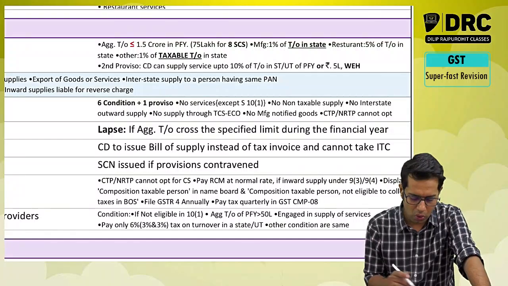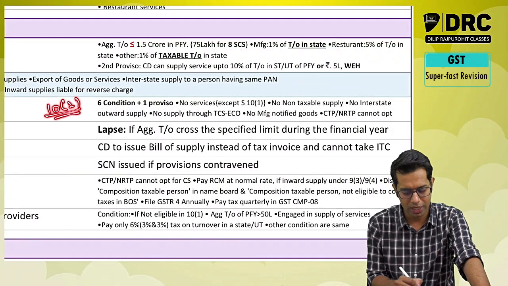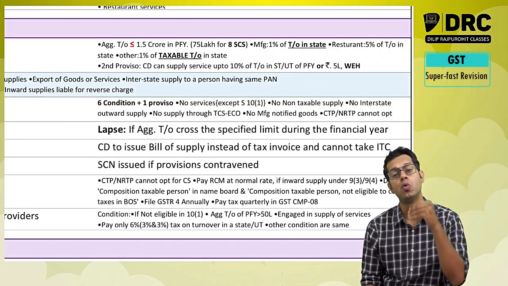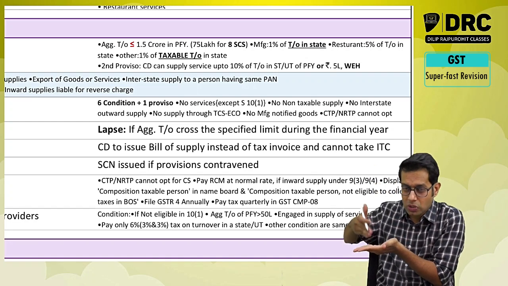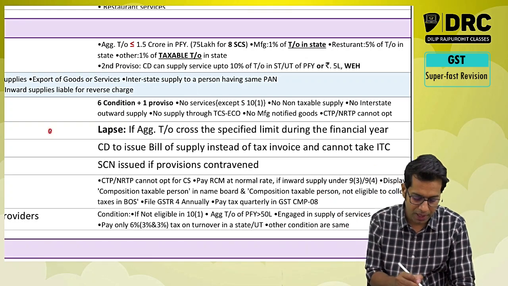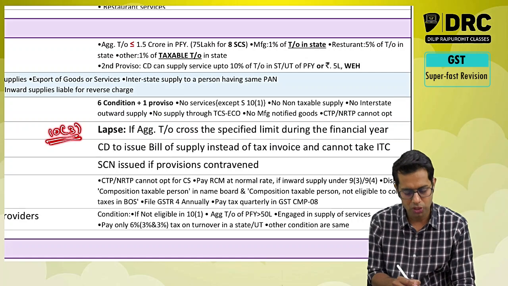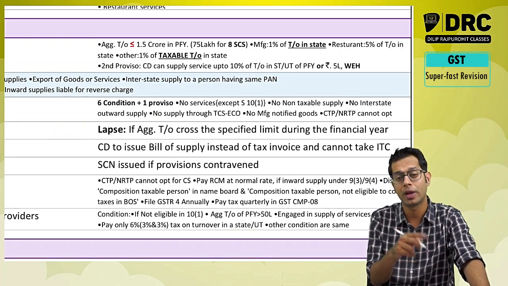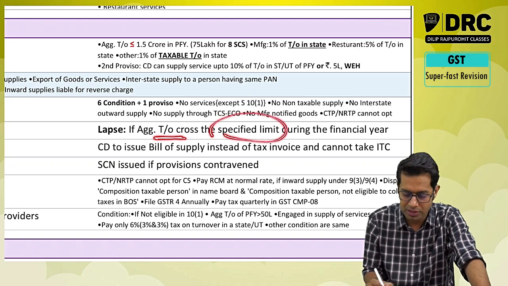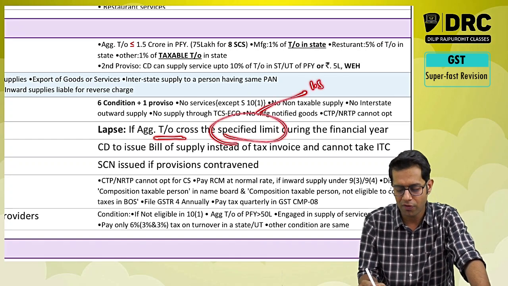Section 10 subsection 2 also has a proviso which says that if there is more than one registered person under the same PAN, if one is opting for the composition scheme, the others also must compulsorily opt for the composition scheme. Section 10 subsection 3 talks about when the composition scheme shall lapse. Your composition scheme shall lapse in the current financial year if your aggregate turnover has exceeded how much, sir? If your aggregate turnover has exceeded the specified limit of 1.5 crores or 75 lakhs, or 50 lakhs in case of a service provider.